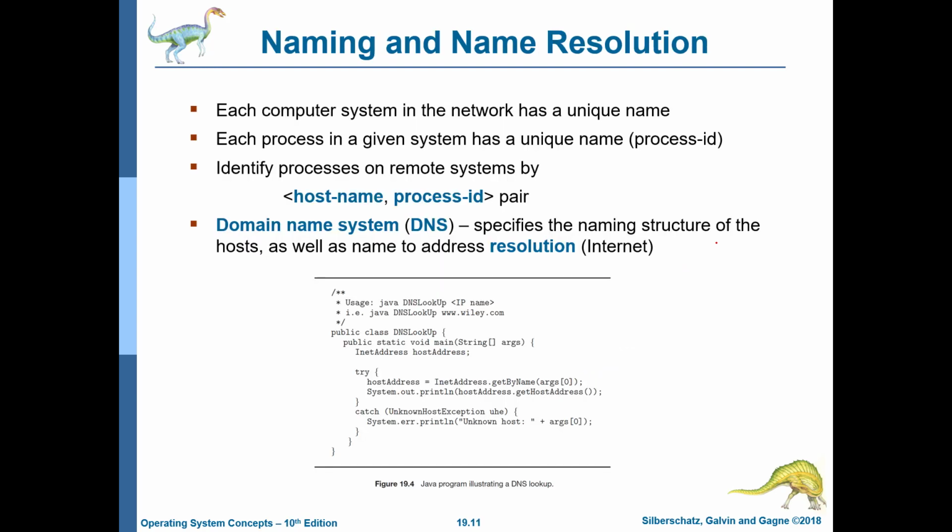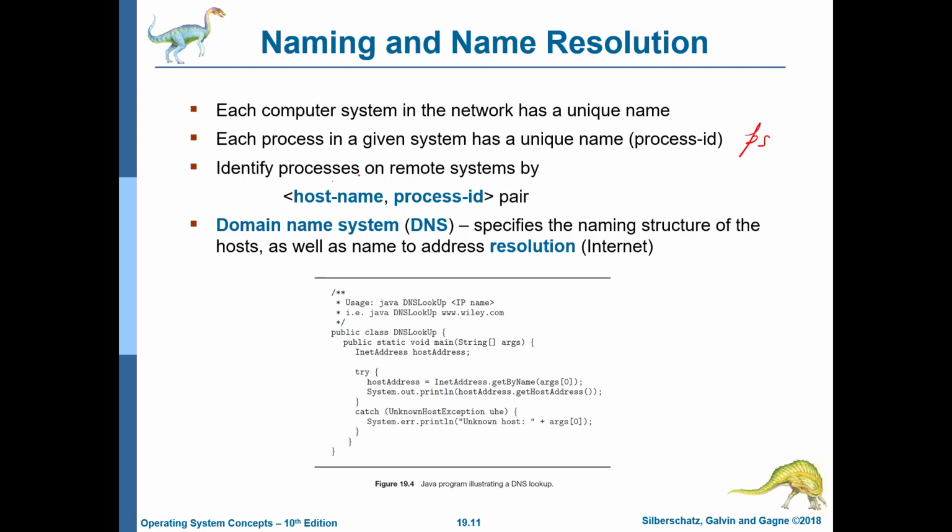So how do we name computers? Every computer in any network is given a unique name. And every process in a system is also given a unique name. The unique name in this case is just the process ID, something that we see with the ps command in Linux. So we identify processes on remote systems with a tuple, a pair. The pair is the host name and the process ID.